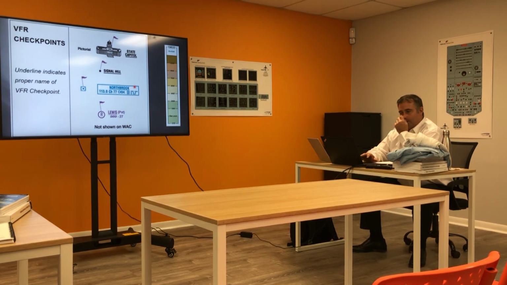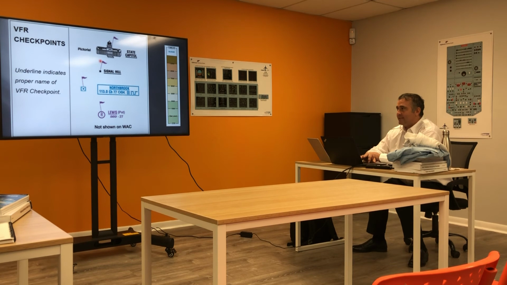VFR waypoints. A couple of ways to do this, or VFR checkpoints rather. It could be pictorial, so they show an actual picture of an arena or a government building. The arrow will indicate that that's a VFR checkpoint. If you have an arrow, this tells me that ATC will commonly use that VFR checkpoint while making reference to your flight path.